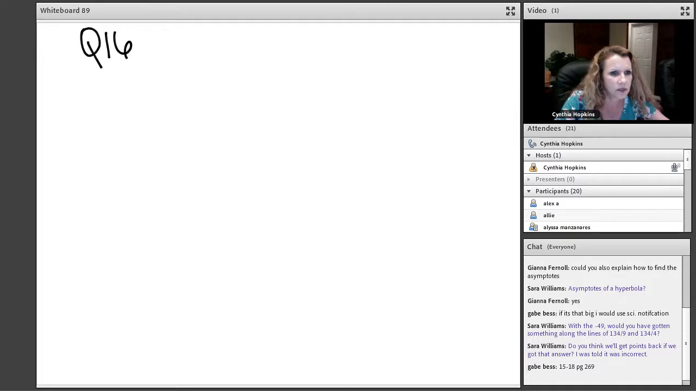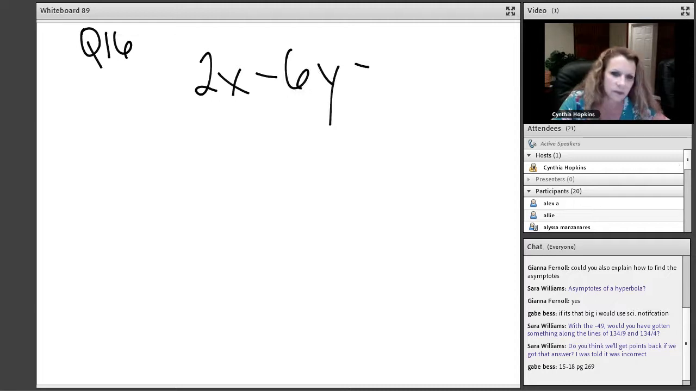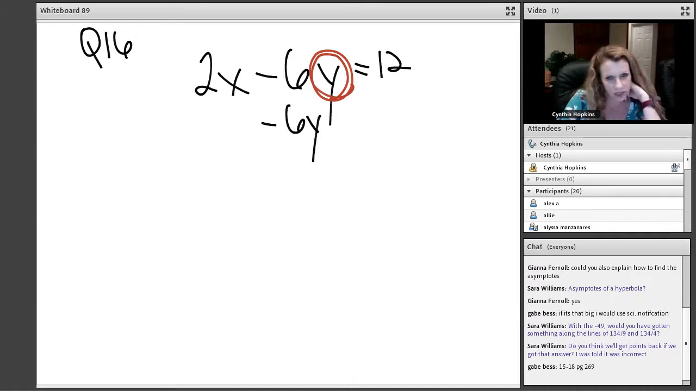All right, quiz 16. It says the equation 2x minus 6y equals 12 defines a function f. Find the expression for f of x. Well, f of x, I think you guys all know, is another name for y. So they're basically just asking you to solve this equation for y, which should be pretty easy, but call it f of x. So I'm going to leave the negative 6y alone.